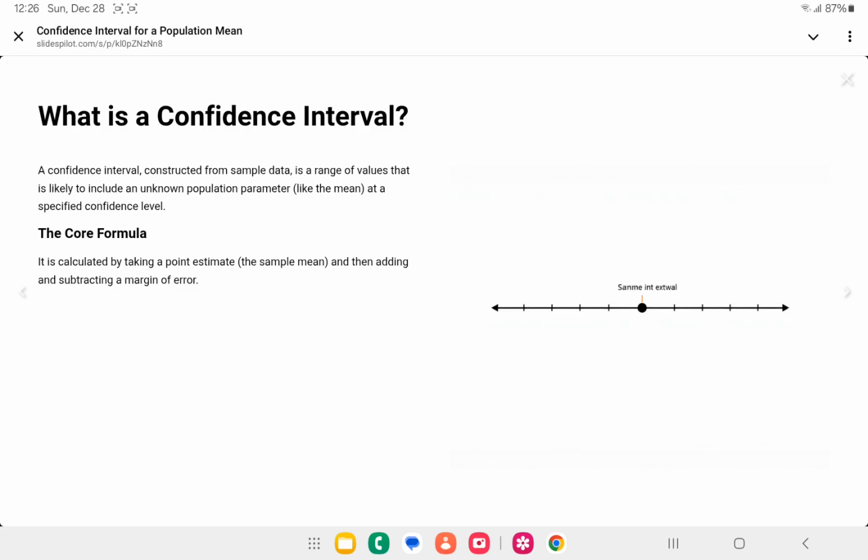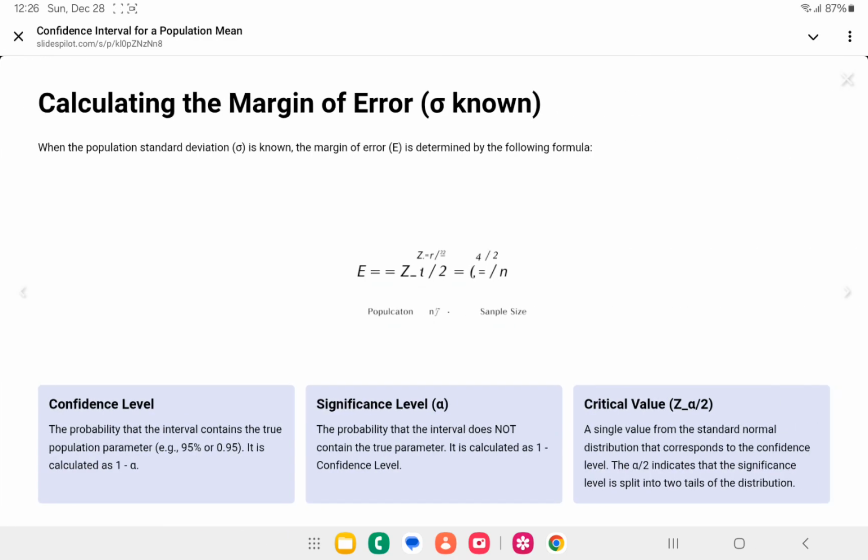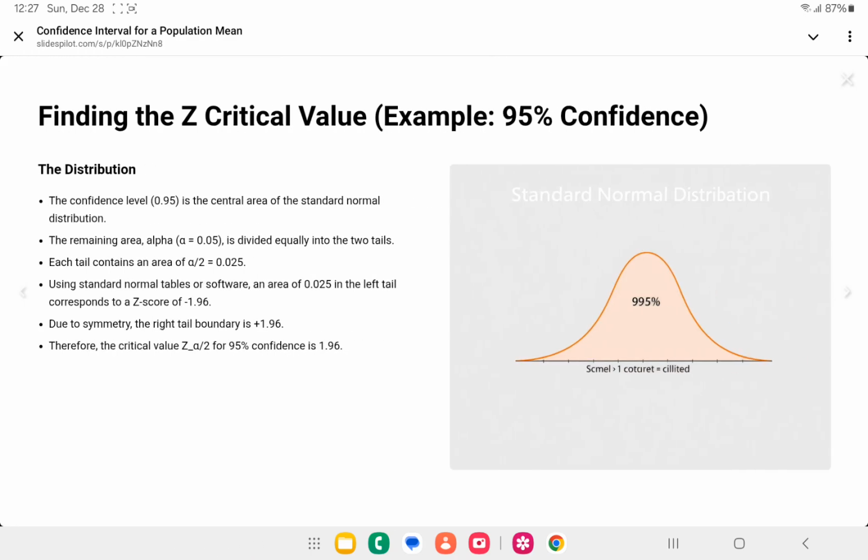So if the population standard deviation is known, the margin of error is determined by Z alpha over 2 times sigma over square root of n, where alpha, the significance level, is 1 minus the confidence level, and correspondingly, the confidence level is 1 minus alpha. So if the confidence level is 95%, alpha will be 1 minus 0.95, which equals 0.05. Z alpha over 2 here is a single value called the critical value. It can be found in the normal tables or by using software.